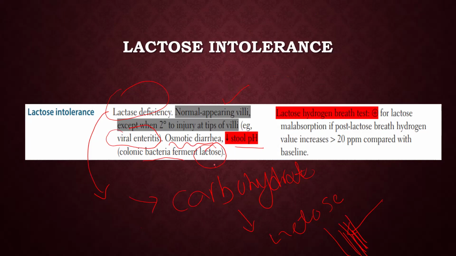So this fermentation leads to decreased stool pH. The lactose hydrogen breath test is positive in lactose intolerance. That is very high yield. For lactose malabsorption, if the post-lactose breath hydrogen value increases by more than 20 compared with baseline, that is positive, and it suggests that the patient has lactose intolerance.